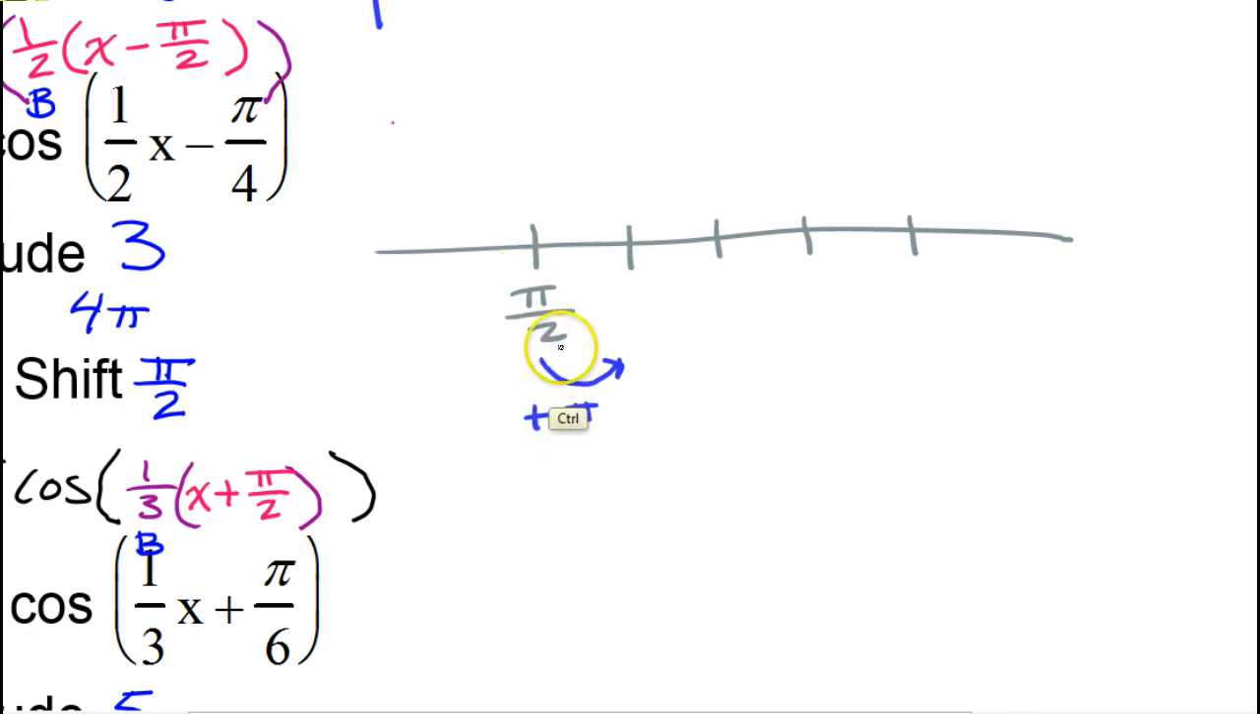Now, pi is easy to add. We need like denominators, but I can think of pi as 2 pi over 2. Boom, like denominators.